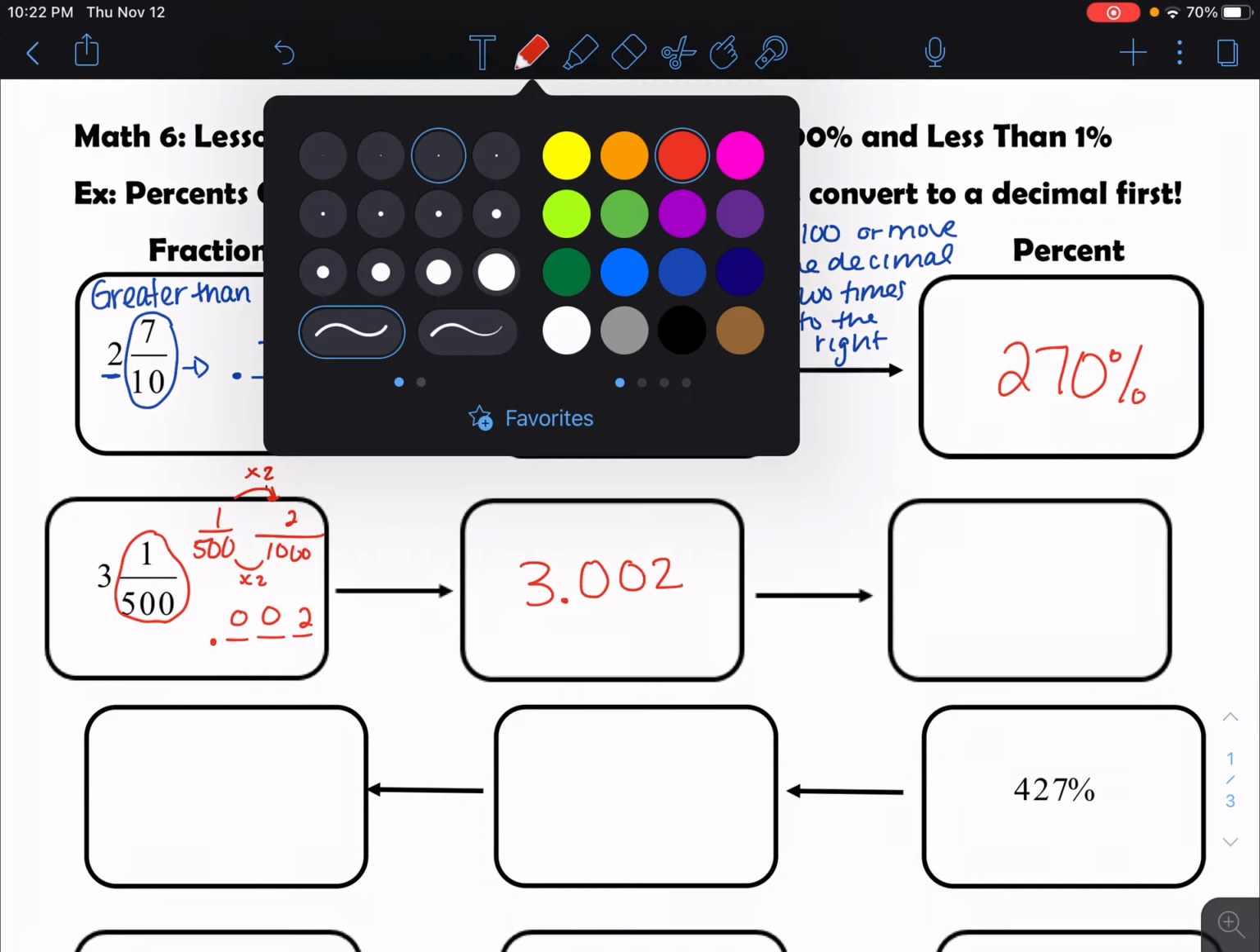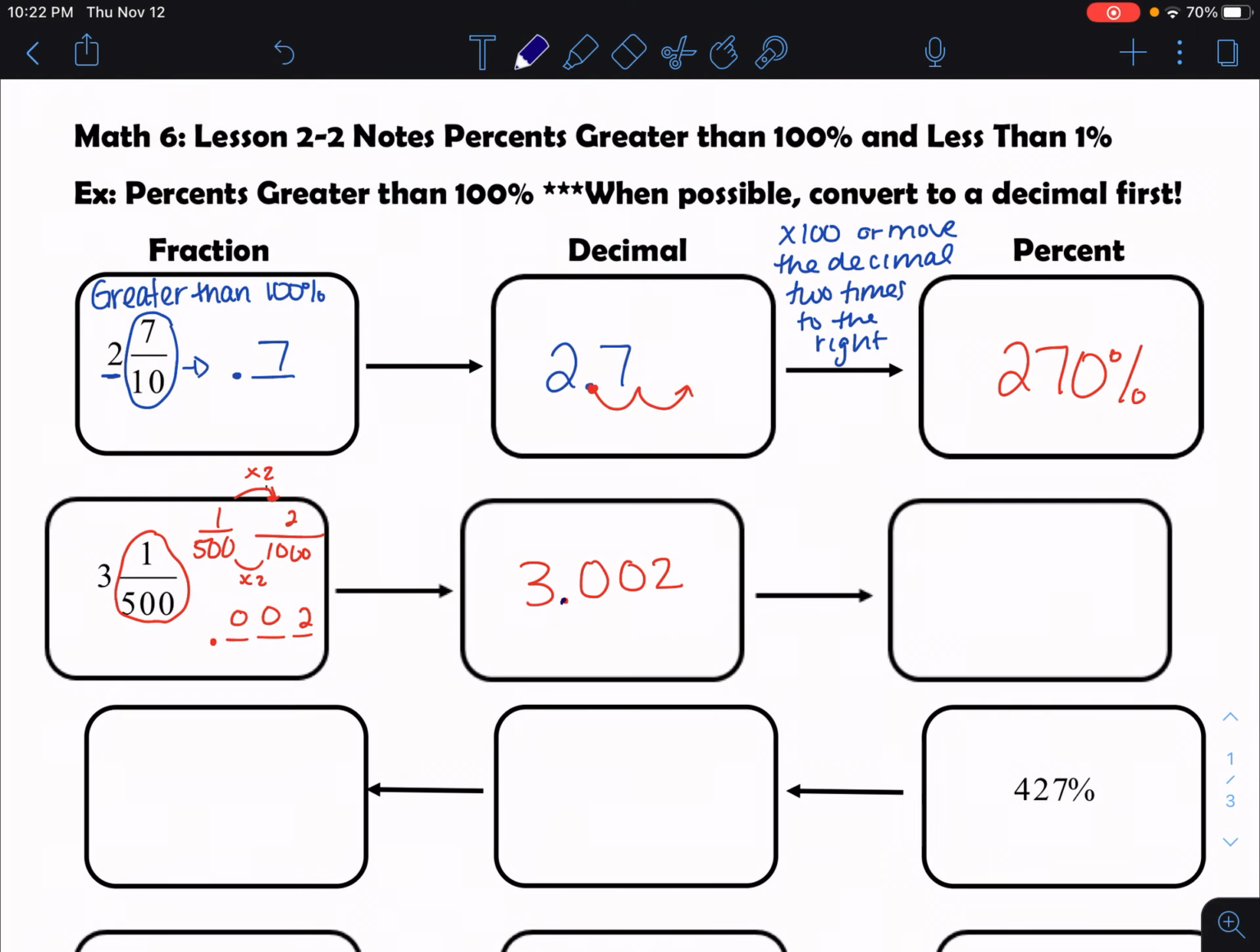That's my decimal. Now I'm going to take my decimal and make it into a percent. So I'm going to move it 2 places to the right. So this is 300.2%. This is going from a mixed number, so a whole number with a fraction attached to it, to a decimal that's greater than 1. So I've got a 2 in front, I've got a 3 in front, and then my percent is greater than 100%.